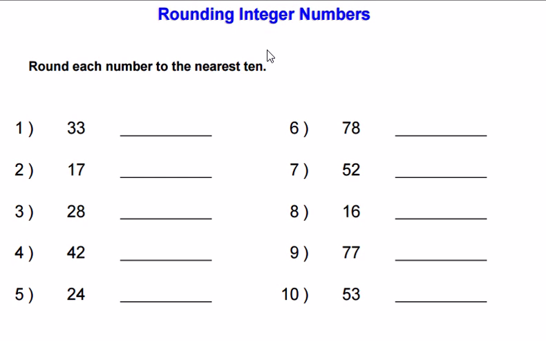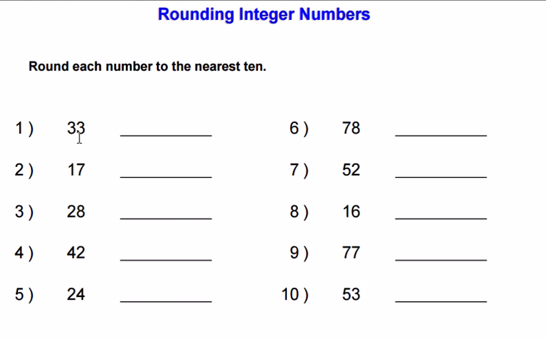Okay, so this week for week 21 in math, we're going to do rounding and estimating. But first, I'm going to show you rounding. Okay, so we're going to round each number to the nearest 10. So here's 33, and when we round to the nearest 10, we're going to look in our ones place to tell us what to round this number in the tens place to.